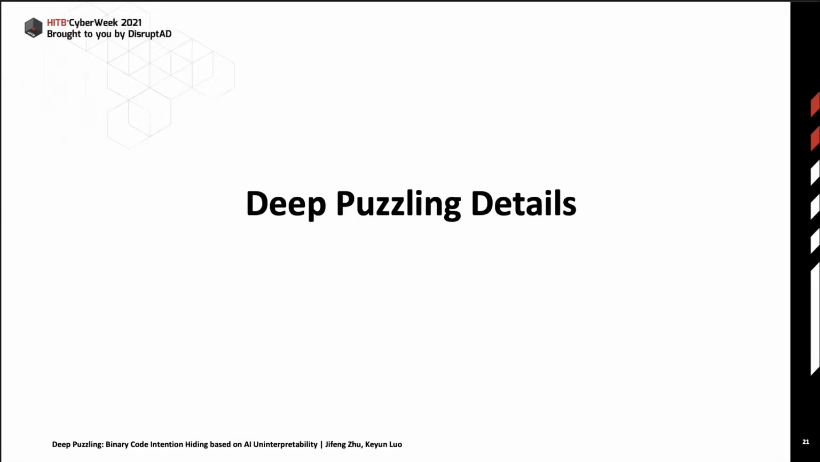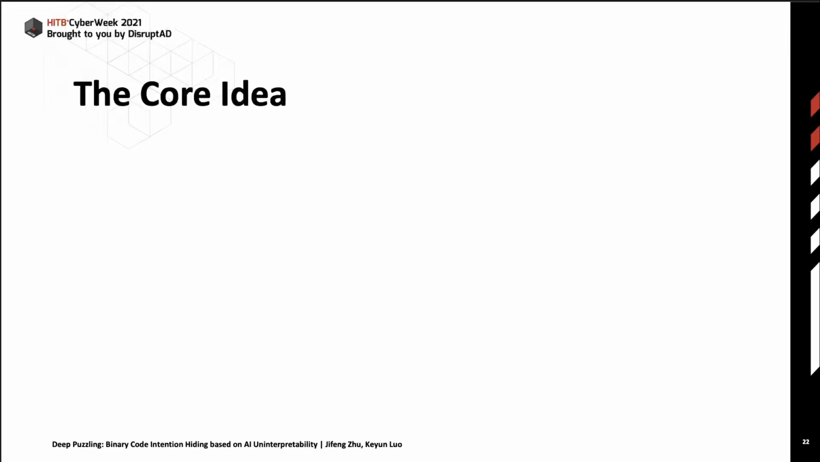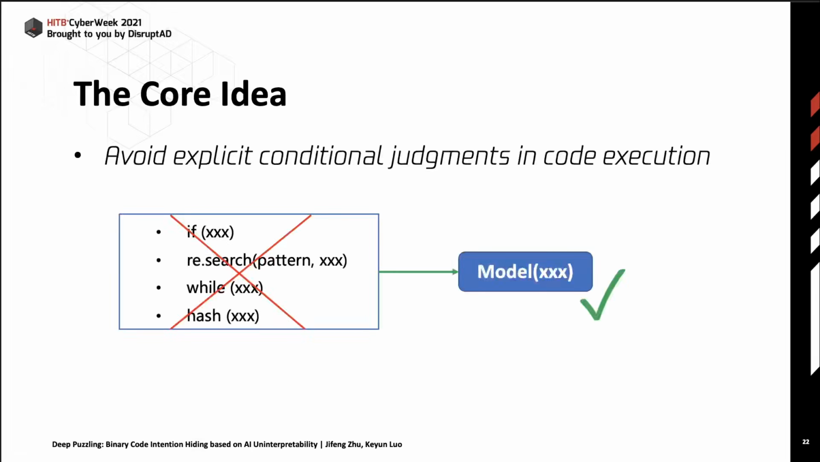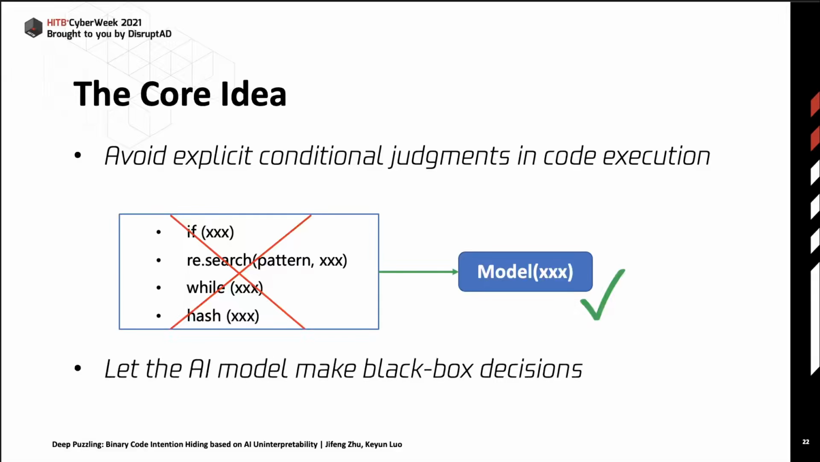Okay, let's continue. It's time to introduce the design details of the deep puzzling framework. The key idea of this framework is to avoid explicit conditional judgments during code execution, such as if conditional judgments, regular expression matching, while conditional judgments, and hash value matching. All decisions are made by the artificial intelligence in order to take advantage of the uninterpretability of AI to make difficulties for the reverse. Let's keep in mind that we simulate everything with AI.